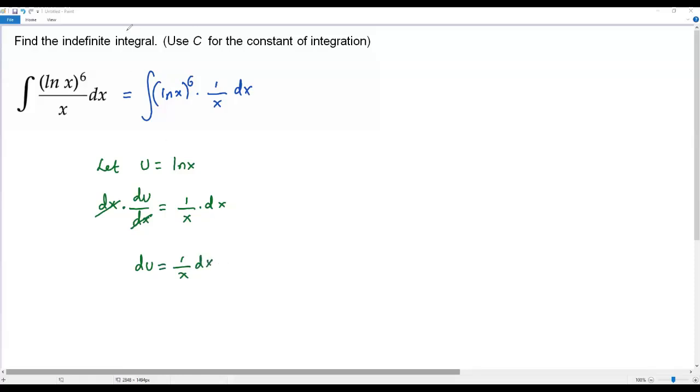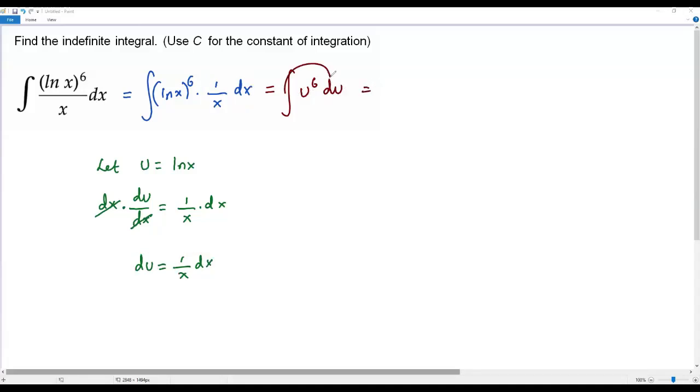Okay, now let me go back to the problem. In the integral, for this ln x, I can plug in u, because I have already assigned the new variable u for ln x. So we plug in u for ln x and we get u to the sixth power. And for this 1 over x times dx, we can plug in du. So let me write here u to the sixth power times du.